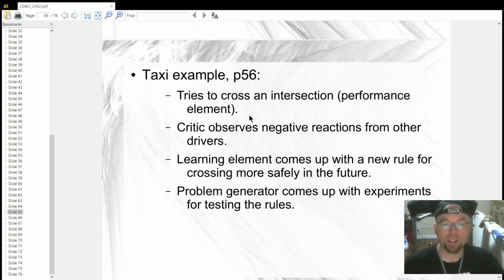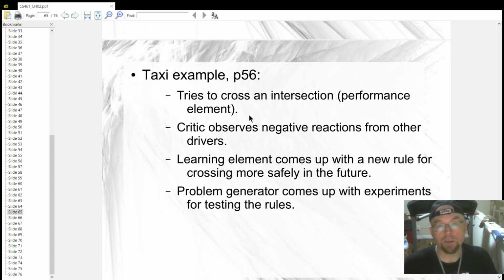So the learning element then says, all right, well, let me come up with some new rule. Let me modify the behavior so that way we don't do that again. Okay? And then the problem generator can come along and say, all right, well then let's come up with some scenarios in the future that we can test those rules against. How are we going to handle that in the future?